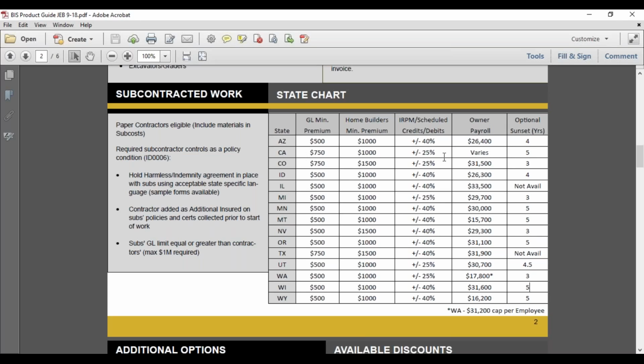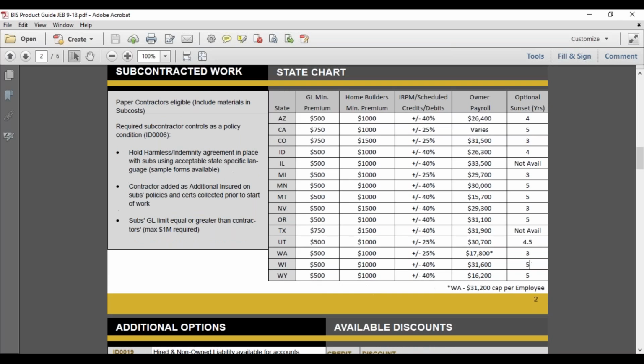For California, the owner payroll varies, and that means that for certain classes, we have the 33.6. For certain classes, we are at lower. And so you don't have to think about it when you rate it. All we ask you is the number of owners. You have to tell us the number of active owners, and the system does it behind the scenes. So don't be too bothered by this.